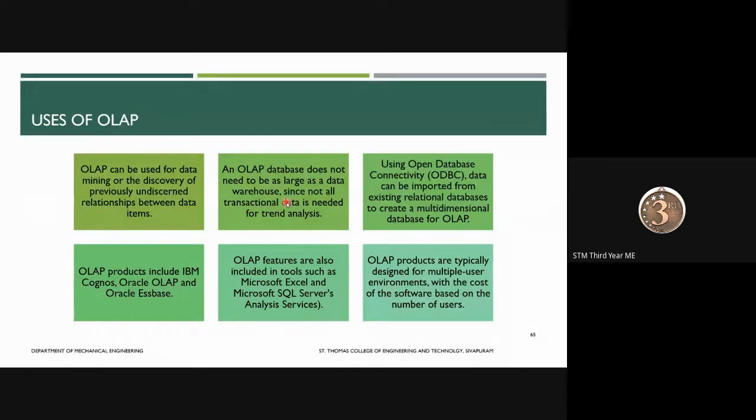Next, using open database connectivity, data can be imported from an existing relational database. That is, we are connecting all the systems or devices required for obtaining the data under one system itself. That is what is known as open database connectivity. So we can obtain data from that common source or common point, and everyone can obtain that data. That is also another use of OLAP.